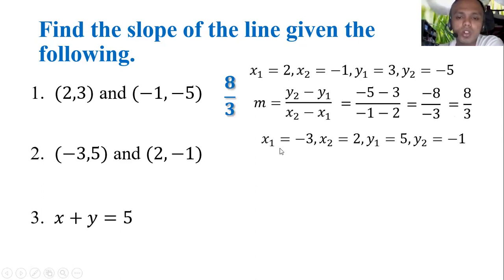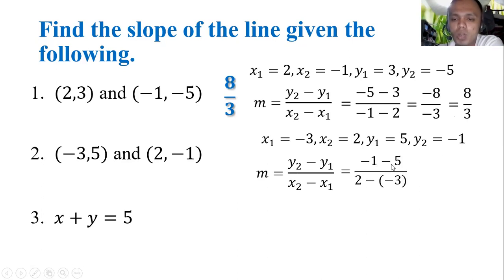Next, for number 2, ito yung mga values niya. Your x sub 1 is negative 3. Your x sub 2 is positive 2. Your y sub 1 is 5. Yung y sub 2 natin is negative 1. Now, substitute. Your y sub 2 is negative 1 minus your y sub 1 is 5, all over by your x sub 2 is 2 minus your x sub 1 is negative 3. The negative 1 minus 5 is negative 6. Then 2 minus negative 3 or 2 plus 3, because negative times negative is positive, magiging plus yan. 2 plus 3 is 5. Okay? So therefore, your slope here is negative 6/5.